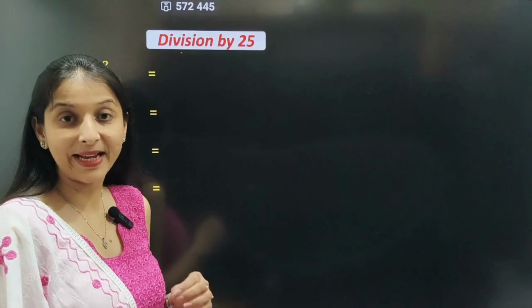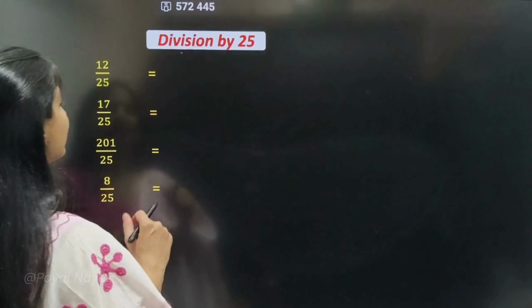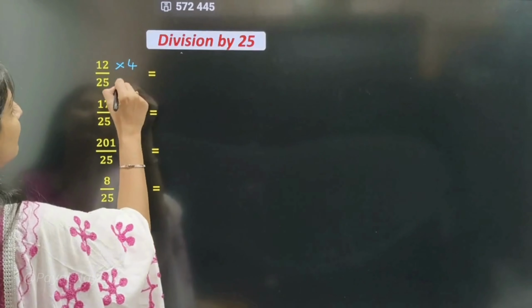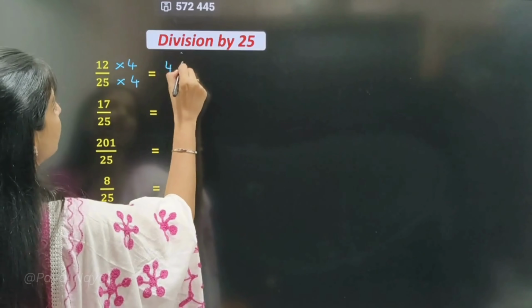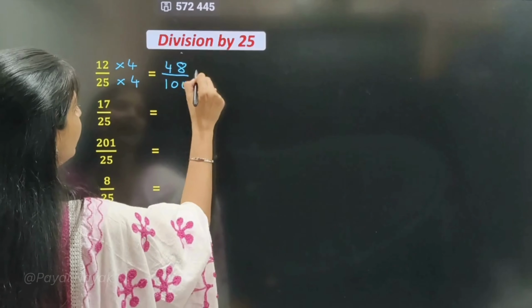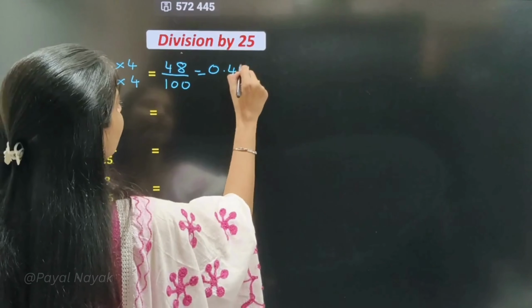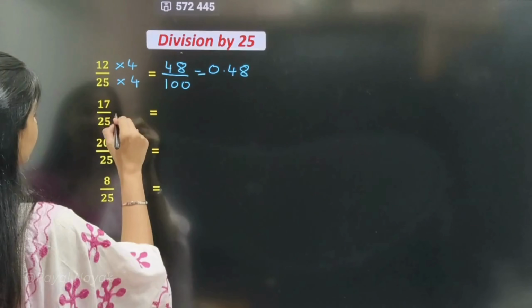Now the trick to divide any number by 25: simply multiply the number by 4. So this becomes 48 upon 100, it is 0.48. 17 4s are 68 upon 100. So your answer is 0.68.